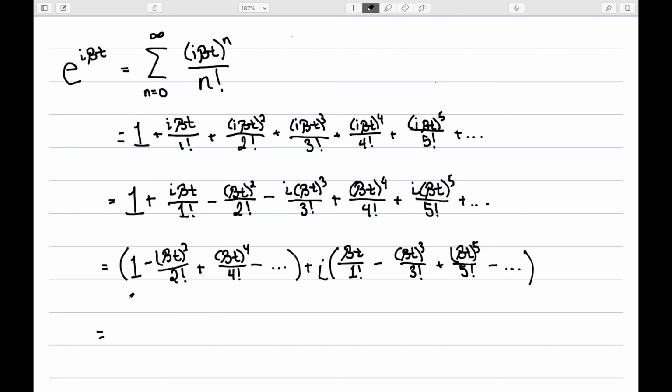And if we look at this first term, this is exactly the power series for cosine beta t. And this second piece right here that I'm multiplying by i, that's exactly the power series for sine. So I have cosine beta t plus i sine beta t, which is exactly what I wanted it to be.